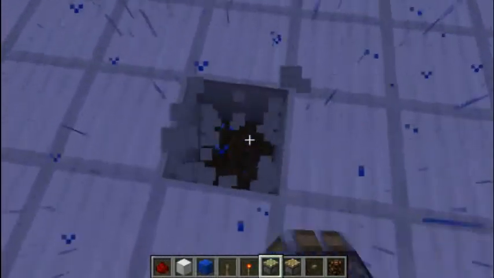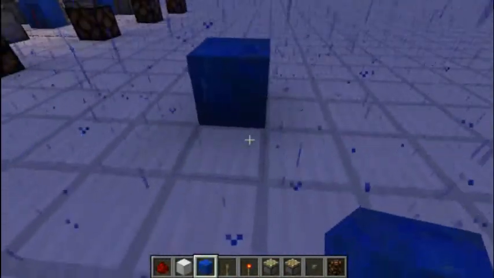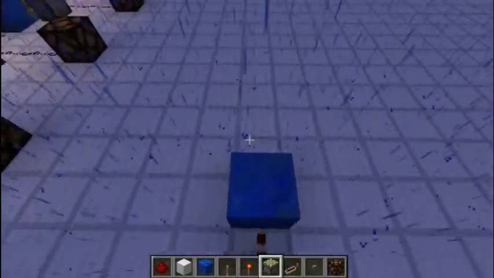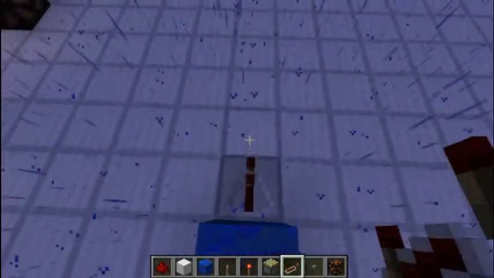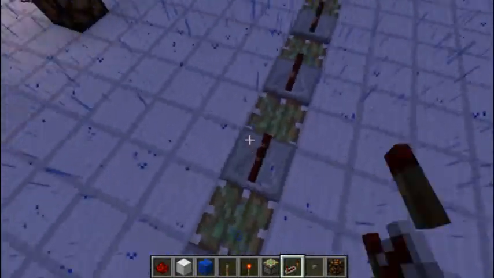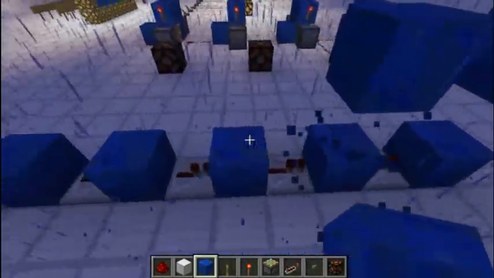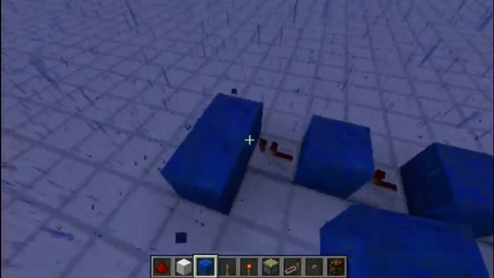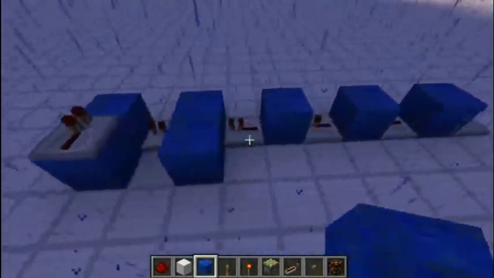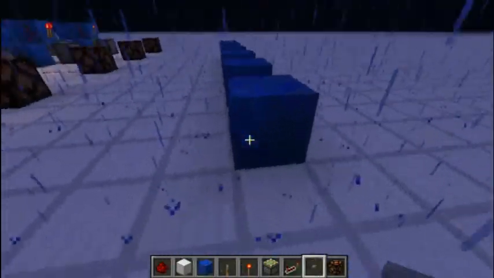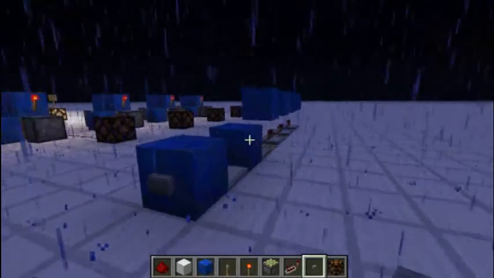The one that also works is, and I need my repeaters, is this one, and then you can just keep going. Repeater, sticky piston, sticky piston, sticky piston. And this is pretty much the most compact version I've come up with so far. And all you need to do is, it's hard to take the power out of these, unfortunately. In fact, I'll just leave it like this for now, and that's just resetting the whole thing.